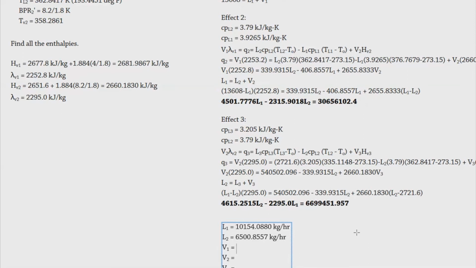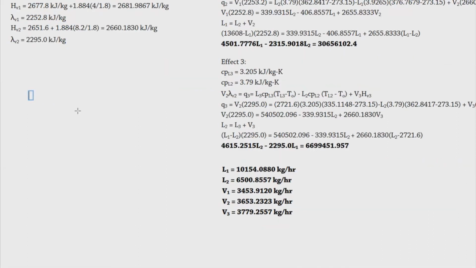And then for our V sub 1, we know that that's just obtained from our balance. So we have 13,608 and then minus 10,154.0880. So we have 3,453.9120 kilograms per hour. And V2 can be obtained from the rest of these values. Now all of these values, we can now check for the heat per effect.